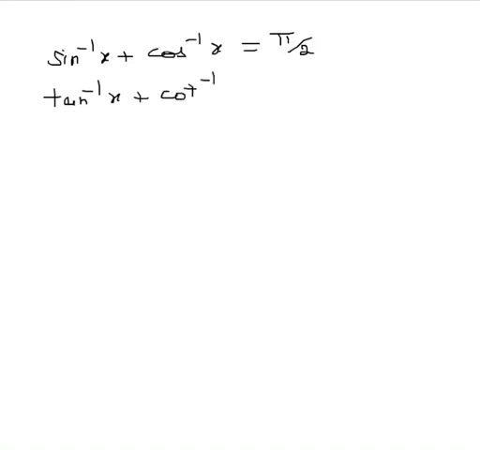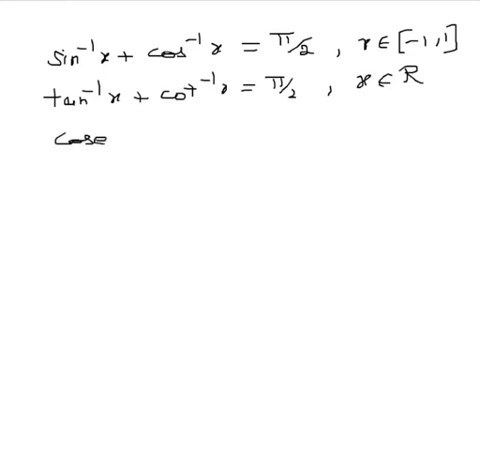Then next set of formulae. Relation between the inverse trigonometric functions. The first one is sine inverse of x plus cos inverse of x is pi by 2. Again, this can be proved easily by substitution. Similarly, tan inverse of x plus cot inverse of x is also pi by 2. And here x belongs to minus 1, 1. And here the domain for tan inverse and cot inverse is R.